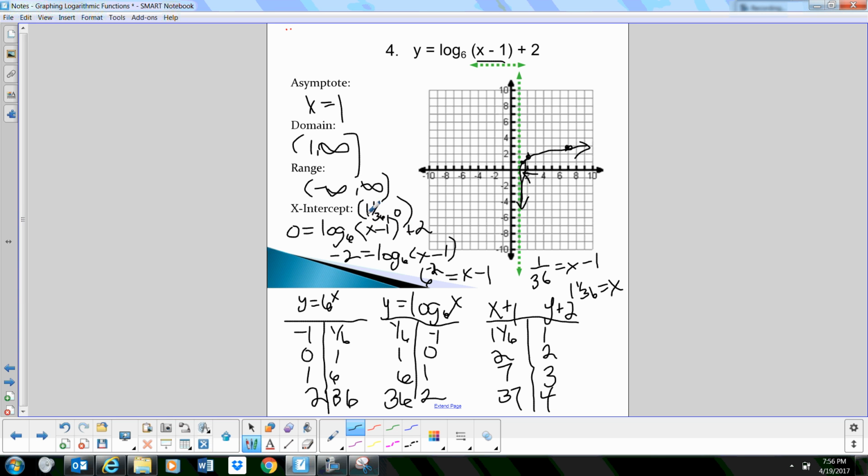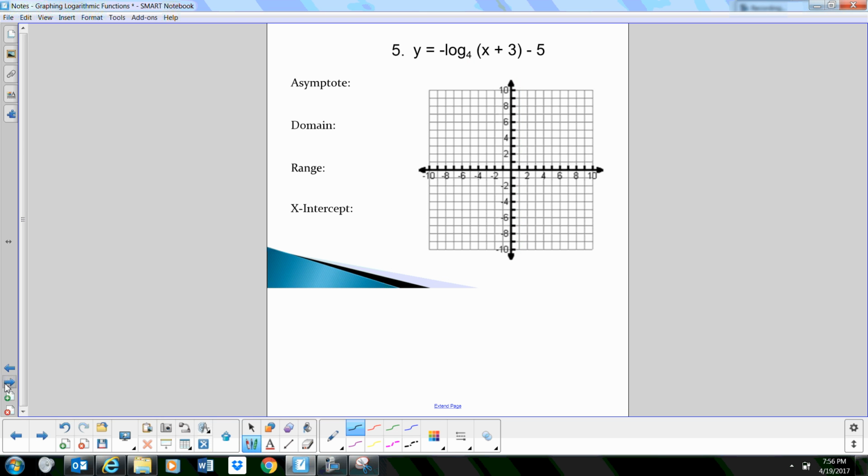You could write it as 37/36, and that's fine. So it's really tiny right here. It's just slightly to the right of our asymptote. I like to write it as a mixed number just for graphing purposes. Okay, so there's what we've got now. This one's a little bit different because we have a negative. So let's see if we can't crank these out.